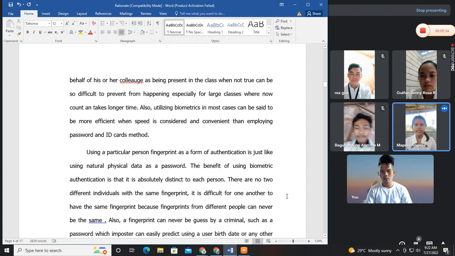There are no two different individuals with the same fingerprint. It is difficult for one person to have the same fingerprint as another, because fingerprints from different people can never be the same. Also, a fingerprint can never be guessed by a criminal, unlike a password, which an imposter can easily predict using a user's birth date or any other common password.